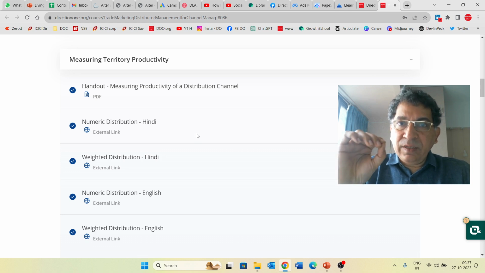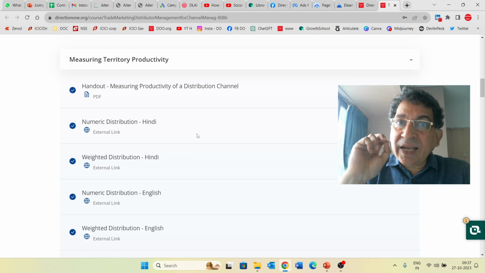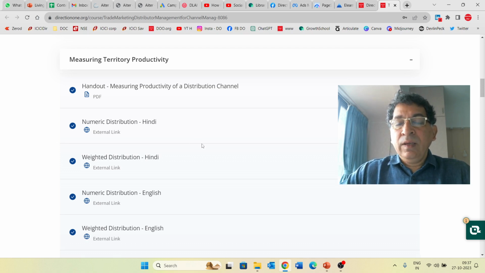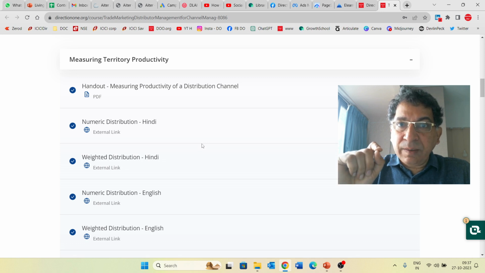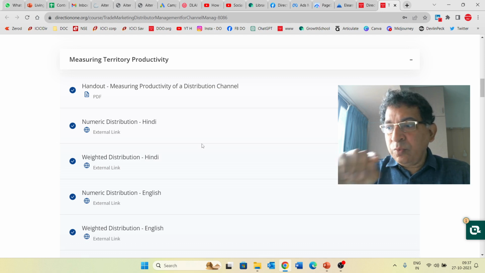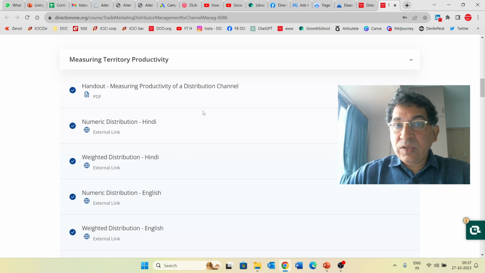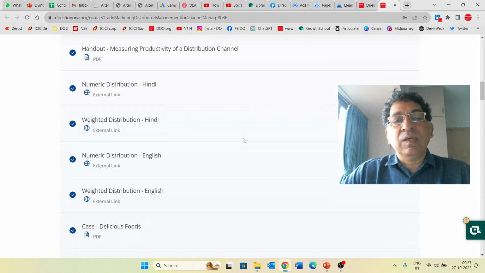One of the key parameters to measure performance is numeric distribution and weighted distribution. That's the first piece that we look at. If you understand ND and WD, you are ready for a role in the top 10 FMCG companies in India. Very few managers outside of the top 10 understand these concepts.